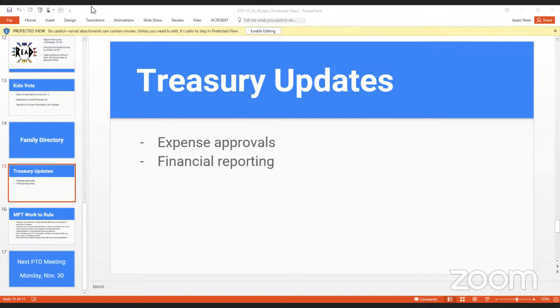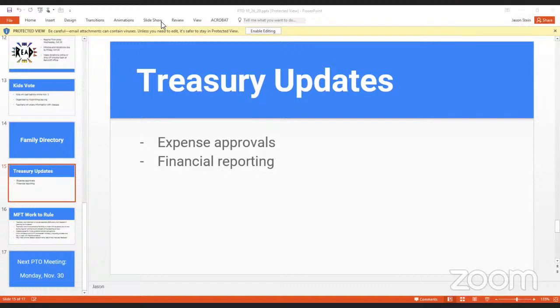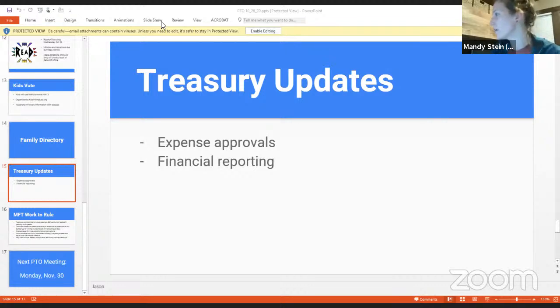Okay. If there's no questions from you, then that ends my part. I guess I have a question, because we were talking about financial reporting and what kind of reporting we should be doing, and is that something that's available for the Bancroft community to see, or is that internal only for the PTO? Does anyone have any guidance on that part?